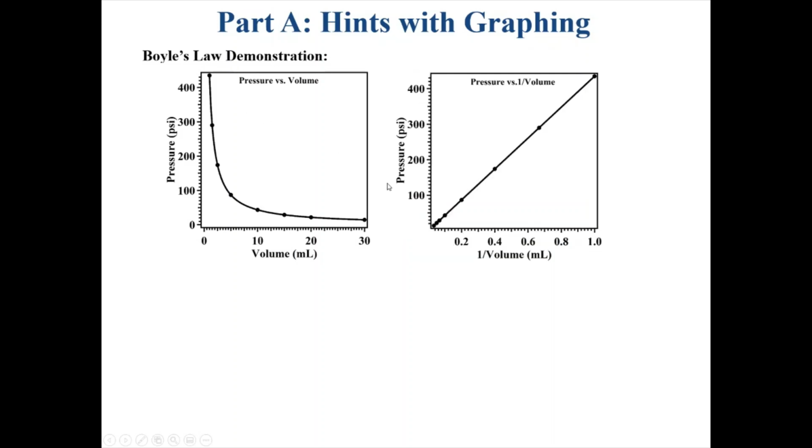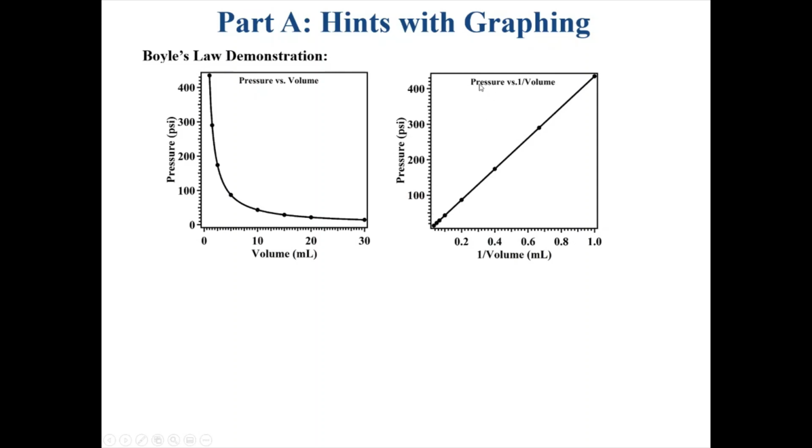So there are going to be two graphs. You're going to have one graph that is pressure versus volume, and then one graph that is pressure versus 1 over volume. Now you notice that for pressure versus volume, Boyle's law is an indirect relationship. That means that as one thing increases, the other decreases. As we decrease the volume, the pressure is going to increase. So the trend that we see in pressure versus volume is an inverse relationship.